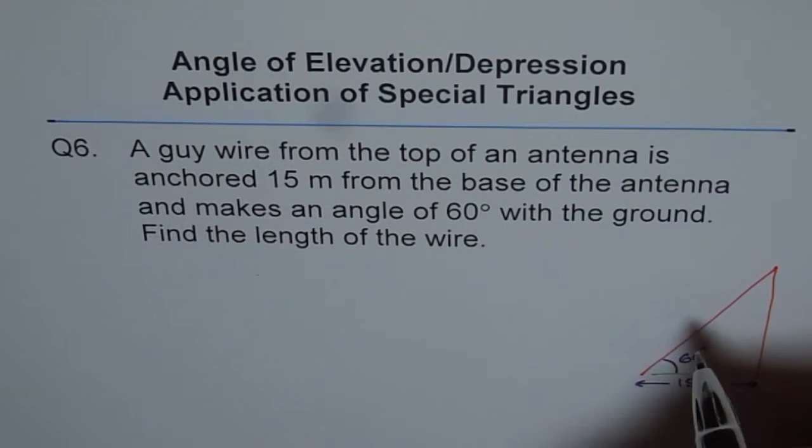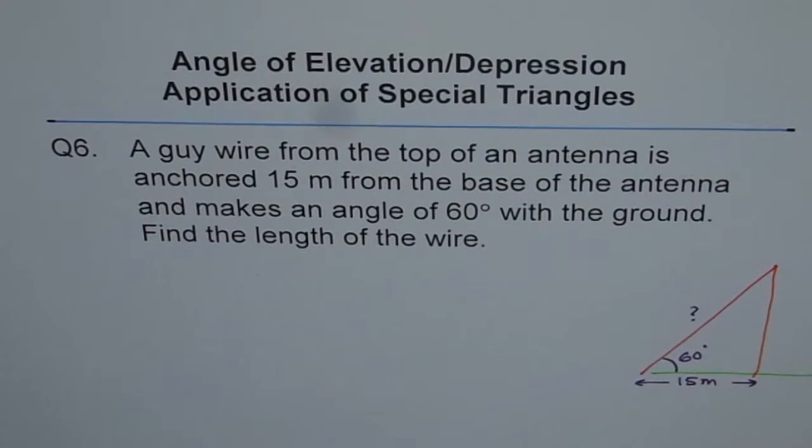So find the length of the wire. What do we need to find? This length of the wire is what we want to find. Now, 60 degrees means we can take help of our special triangle. So let's make our 60 degrees special triangle. Let me draw it right here.